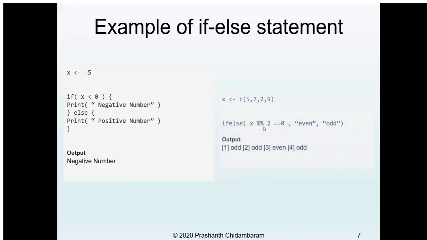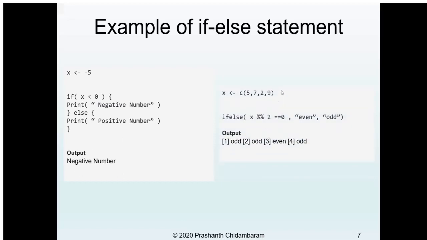Now let's consider x to be a numeric vector with 4 different numbers: 5, 7, 2, 9. We'll use an ifelse statement, the second syntax that we looked at, and evaluate whether the numbers are odd or even. If the condition is true, it'll be even. If the condition is false, it will be odd. So the first 2 numbers are odd, the third one is even, and finally the last one is odd.